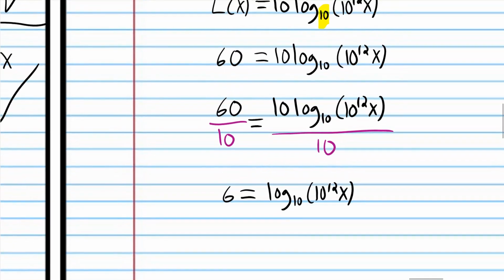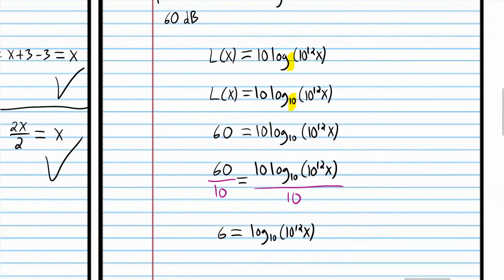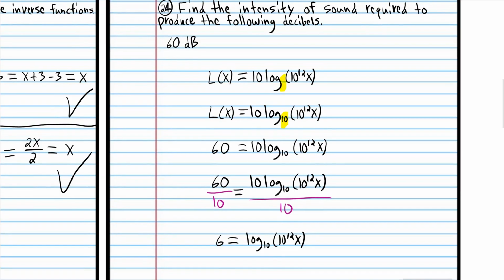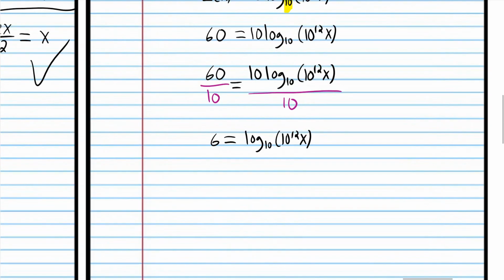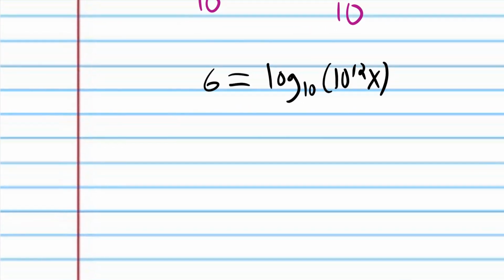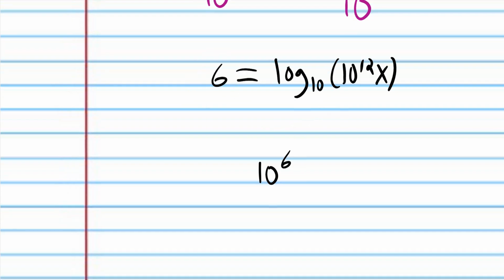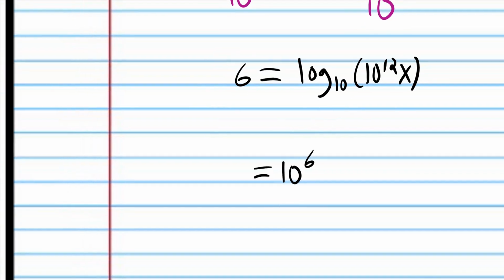And at this point, we're stuck. We don't know what to do, unless we know how to translate a logarithmic equation to an exponential equation. The base is always the little subscript. The exponent is whatever the logarithm is equal to. And whatever's in the log function goes on the other side of the equation.